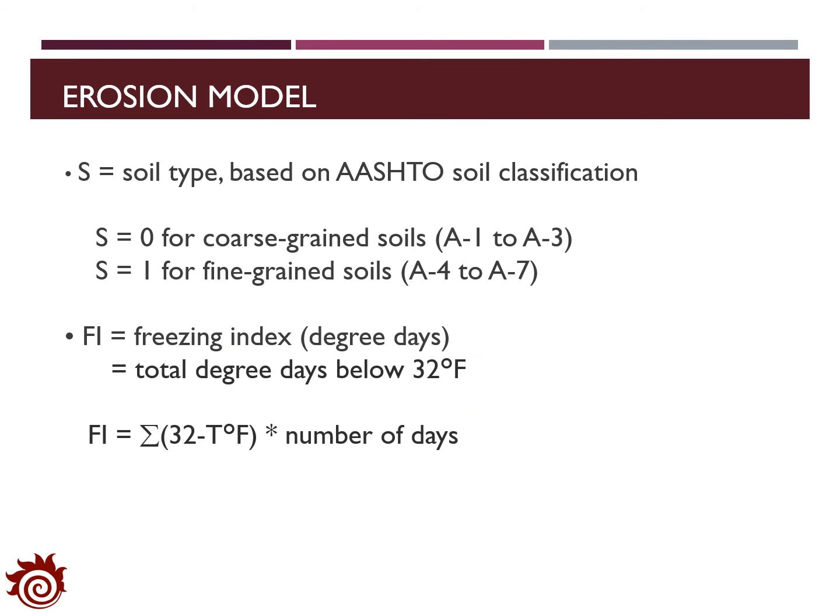In the equation, the soil type is actually defined based on the AASHTO soil classification, and S is set as 0 for the coarse grain soil, which is the type of A1 to A3, and it's 1 for the fine grain soil, which is the type of A4 to A7. The freezing index is defined as the degree days, which is the total degree days below 32 degrees. That is the summation of 32 minus T, which is the temperature in Fahrenheit, times the number of days.